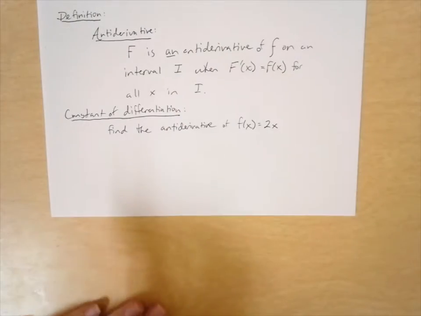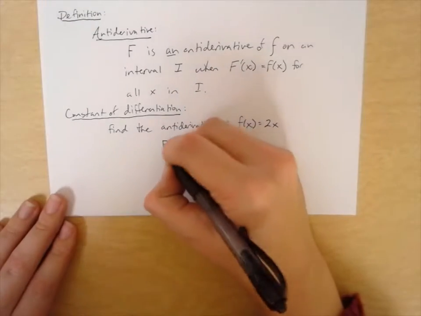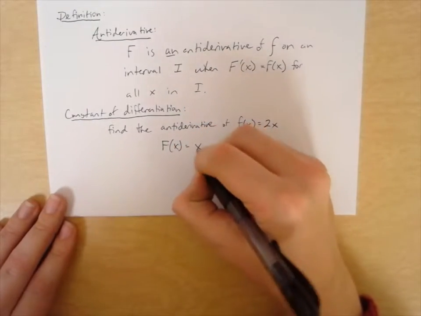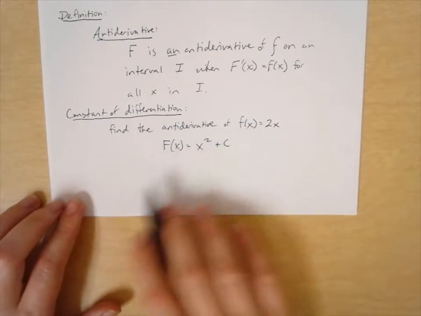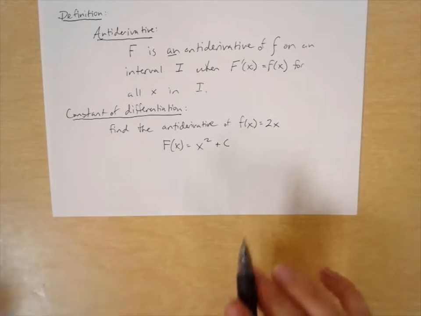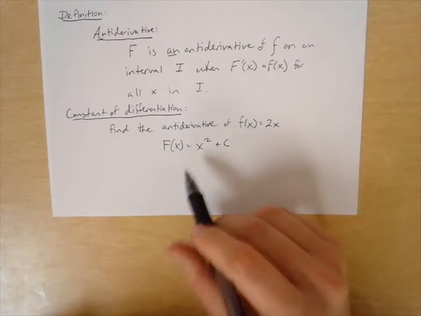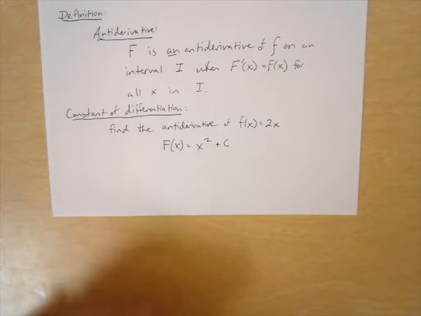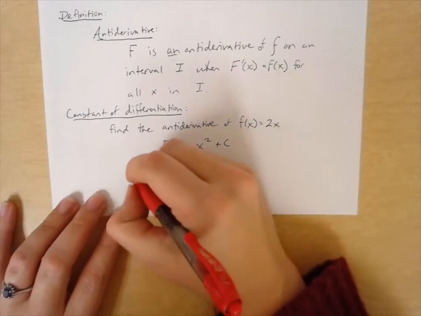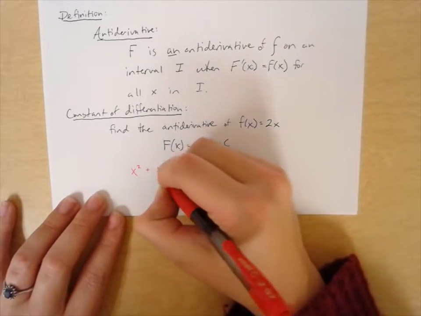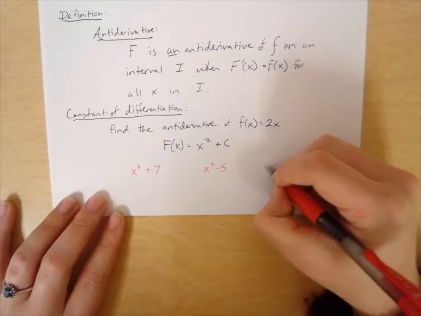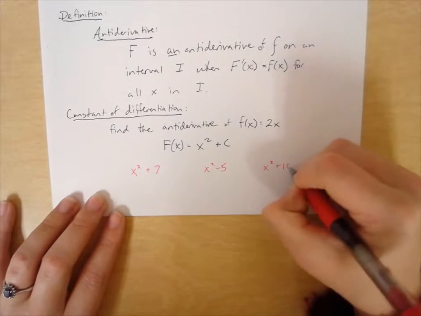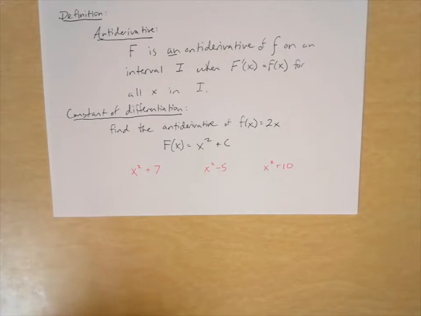We already did this one up there, but we know that the antiderivative would be x squared, and again we have that plus c. And here's why we have the plus c. Let me give you a quick example. Say I had x squared plus 7. Let's say I had x squared minus 5. Let's say I had x squared plus 10. It really doesn't matter.